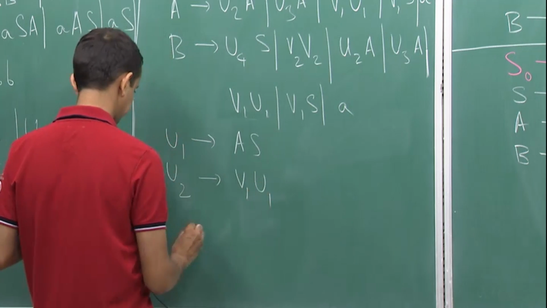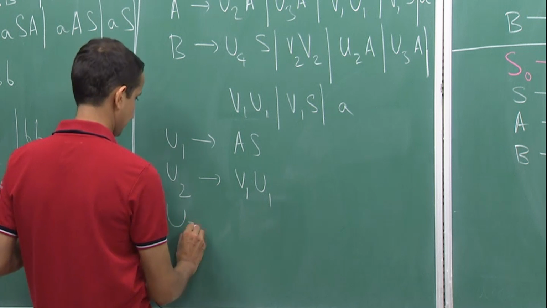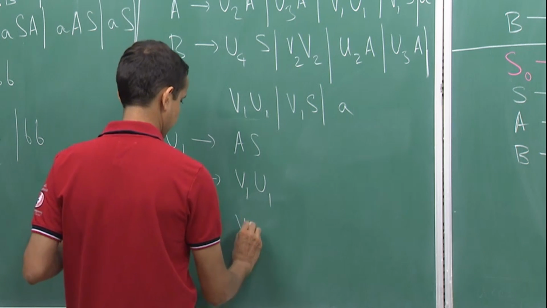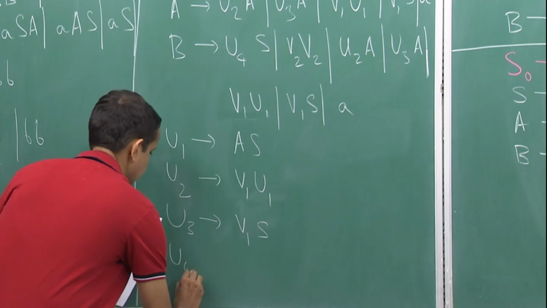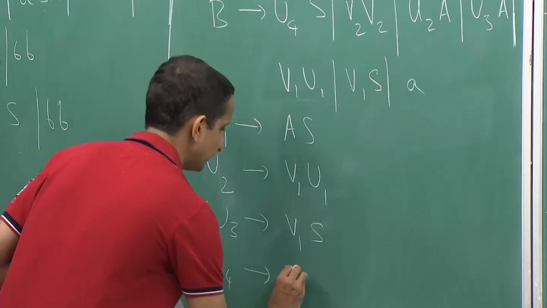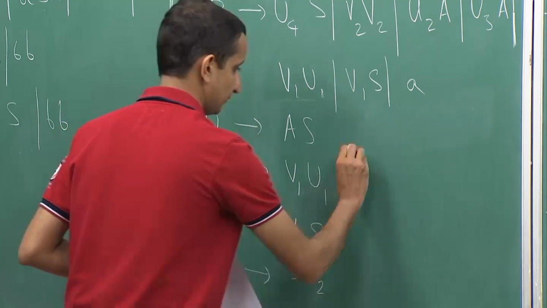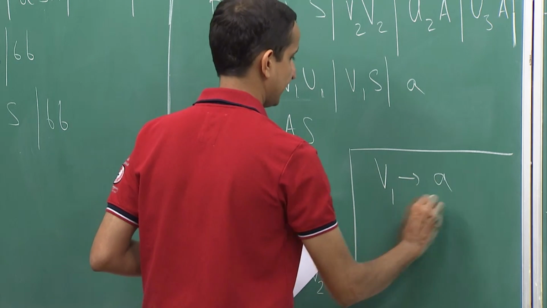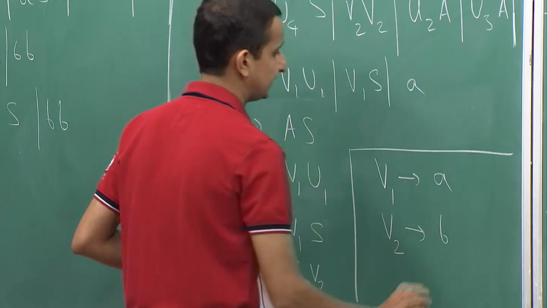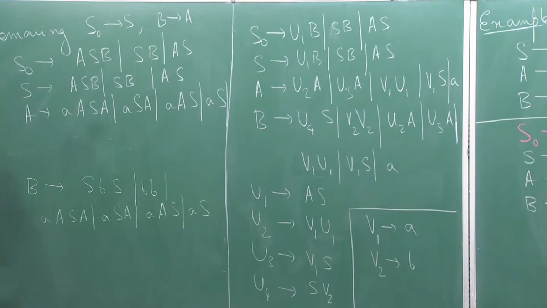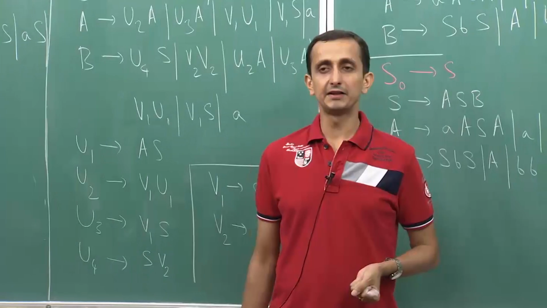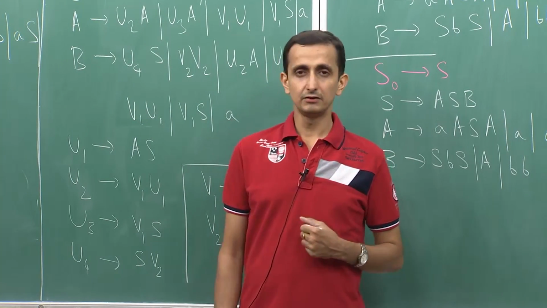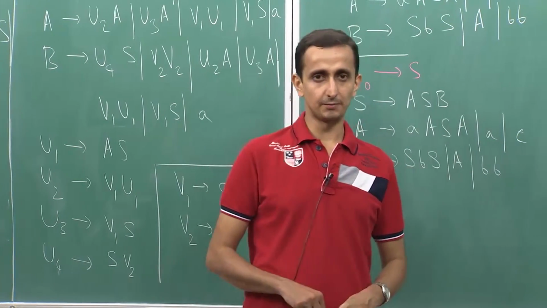U2 going to V1 U1, U3 going to V1S, U4 going to S V2, and V1 going to A and V2 going to B. Okay. So, this I get by shortening. So, I add appropriately new variables and I get this. So, this shows that any context free grammar can be converted to a grammar in Chomsky normal form. So, I will stop here. Thank you.